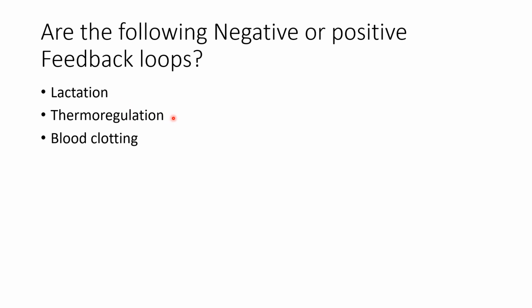Thermoregulation: if you're too hot, your body's going to send signals to your sweat glands so that you can sweat. And so therefore, your body's going to try to cool you down. And so therefore, it's a negative feedback loop. If you're too cold, your body's going to send a signal to your muscles to make you shiver, and so therefore you're going to increase your body temperature. So it's definitely a negative feedback loop because you're always trying to counteract the change.